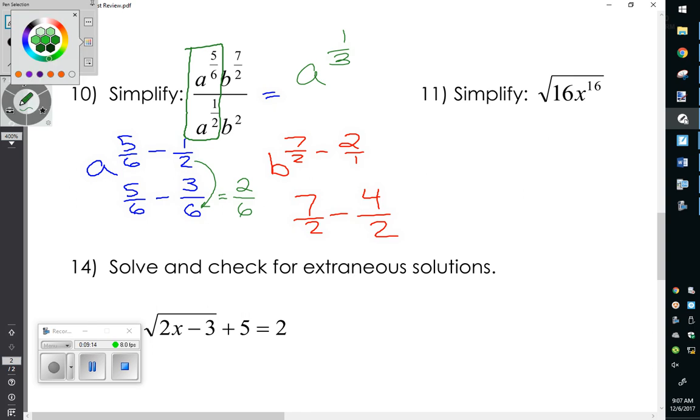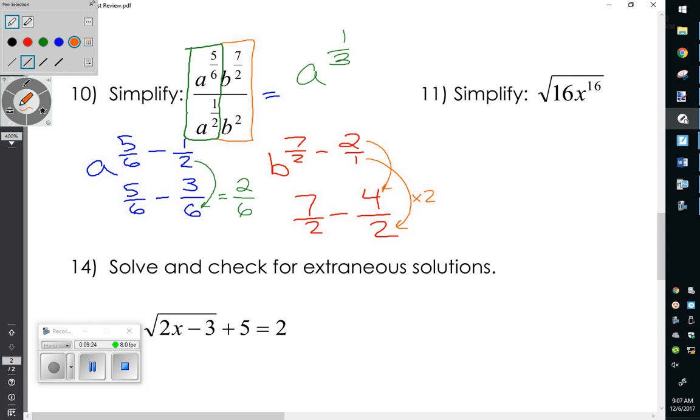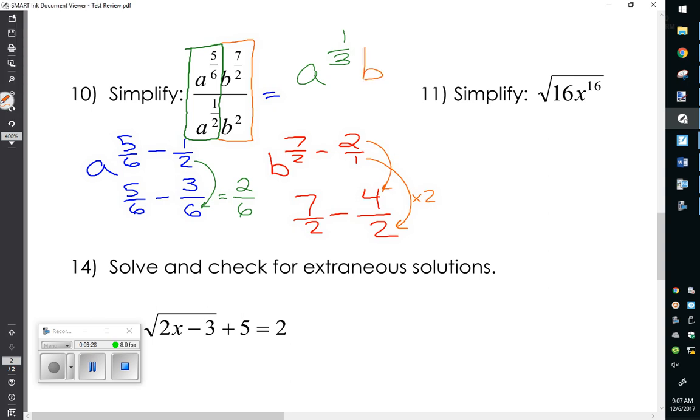Same thing with my b's. My b's here are 7/2 and 2. So 7/2 minus 2, which is like 2 over 1. I had to get a common denominator, so I multiplied by 2 on top and bottom. 7/2 minus 4/2 will get me b to the 3/2 on top, because there were more b's on top. I'm subtracting exponents. Questions on that one?